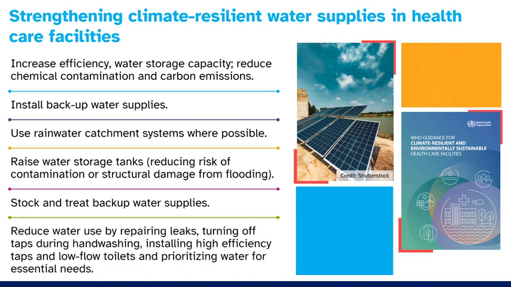Reducing water use by repairing leaks, turning off taps during hand washing, using high-efficiency taps and low-flow toilets will also help. During and after extreme weather events, prioritize water for essential services and identify priority users. Please refer to WHO guidance on climate resilient and sustainable healthcare facilities for more information.